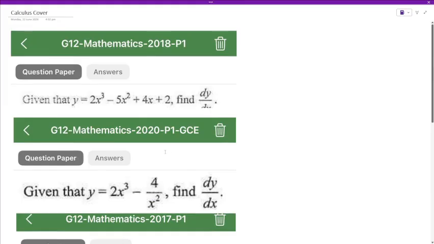Under calculus there's also a bit of indices, especially negative indices, so it's important that we also know how to apply those concepts.